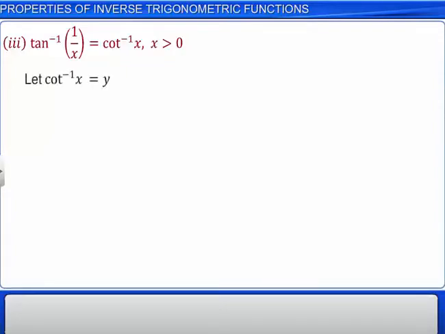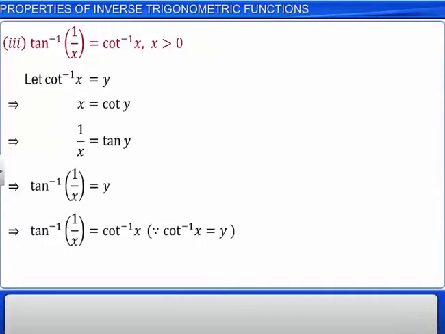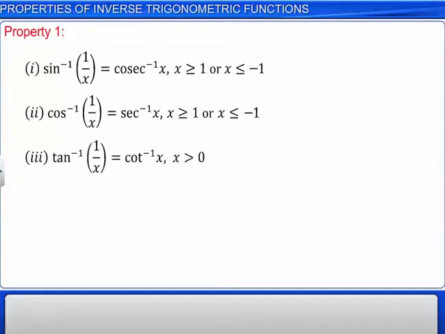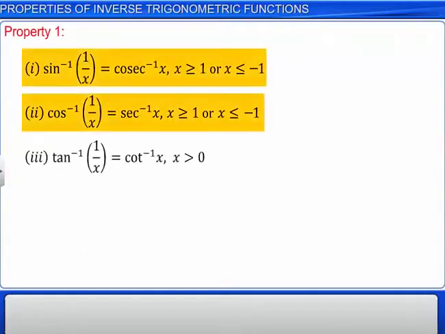Denote cot inverse x by y, which implies that x is equal to cot y, or 1 upon x is equal to tan y. This further implies that y is equal to tan inverse of 1 upon x. Finally, substituting the value of y proves the result. Similarly, the remaining two properties can also be proved.